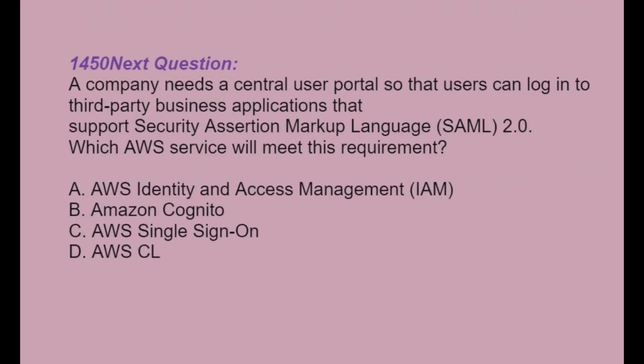Question is, a company needs a central user portal so that users can log into third-party business applications that support Security Assertion Markup Language SAML 2.0. Which AWS service will meet these requirements? Option A. AWS Identity and Access Management IAM. Option B. Amazon Cognito. Option C. AWS Single Sign-On. Option D. AWS CLI. Correct answer is option B.